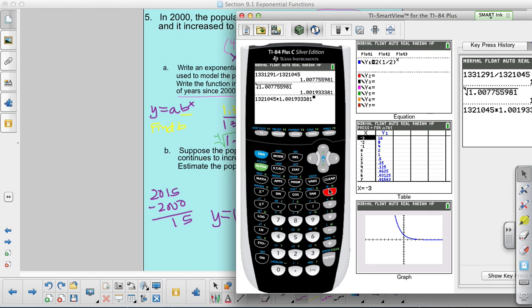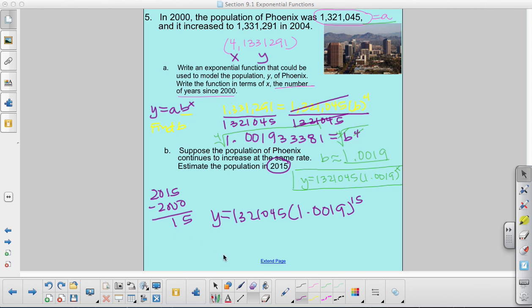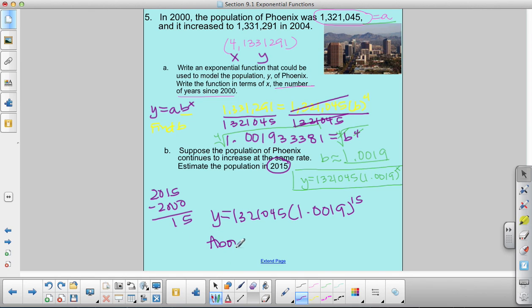To the, and we said how many years later? 15th. 15 years later, enter. There is my population. One thing you need to take note of is, can you have 0.11 of a person? No, you cannot. So I would say that the estimated population will be 1,359,879 people. Okay. Let's go ahead and write that down. And there is my answer for number 5, part B.